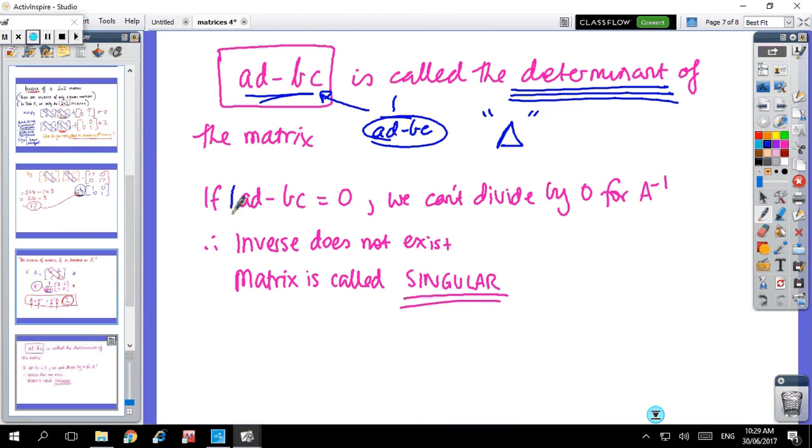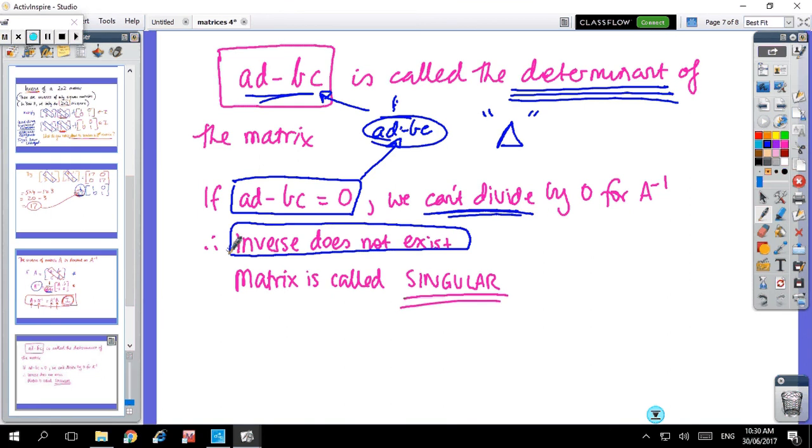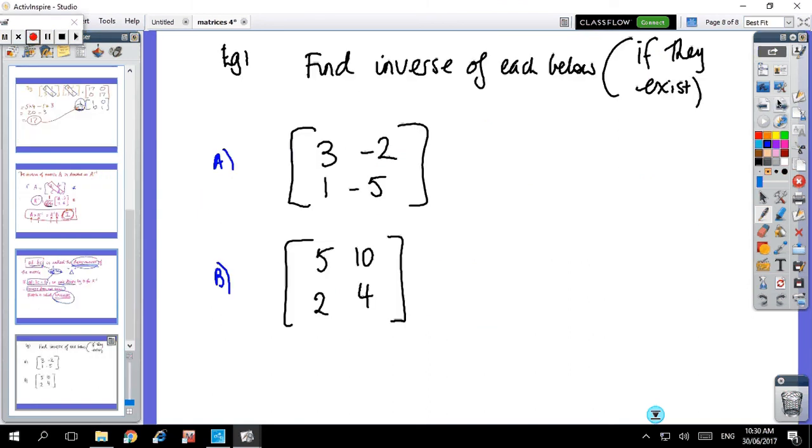Now, if AD minus BC equals 0, you can't divide 1 divided by 0. You can't divide by 0, and so for this particular case, the inverse does not exist. It doesn't have an inverse, and in this particular case, it's called a singular matrix. Okay, so you don't have an inverse because you can't divide by 0. So AD minus BC is called the determinant. It's not the fraction, it's the denominator of the fraction, and if the denominator equals 0, you can't divide by 0, so there's no inverse. So copy that and come across.